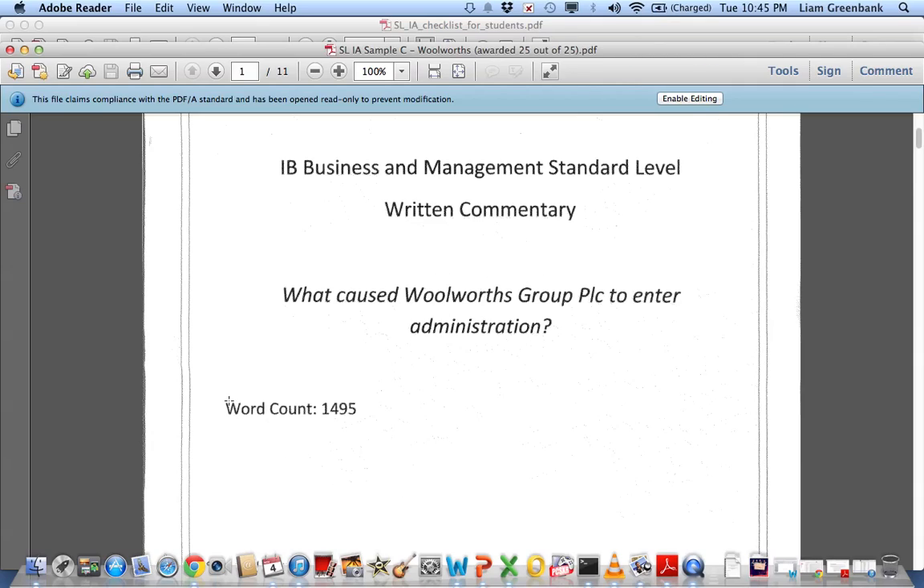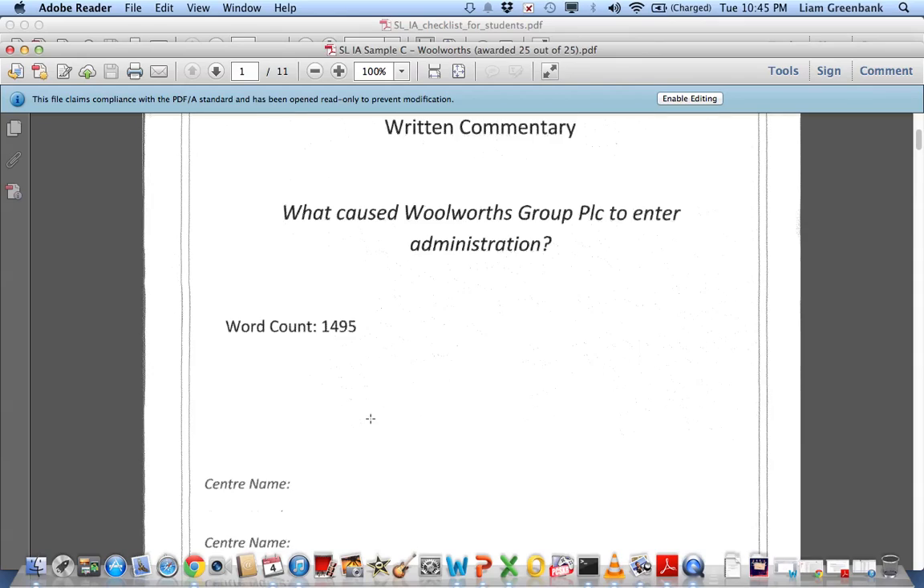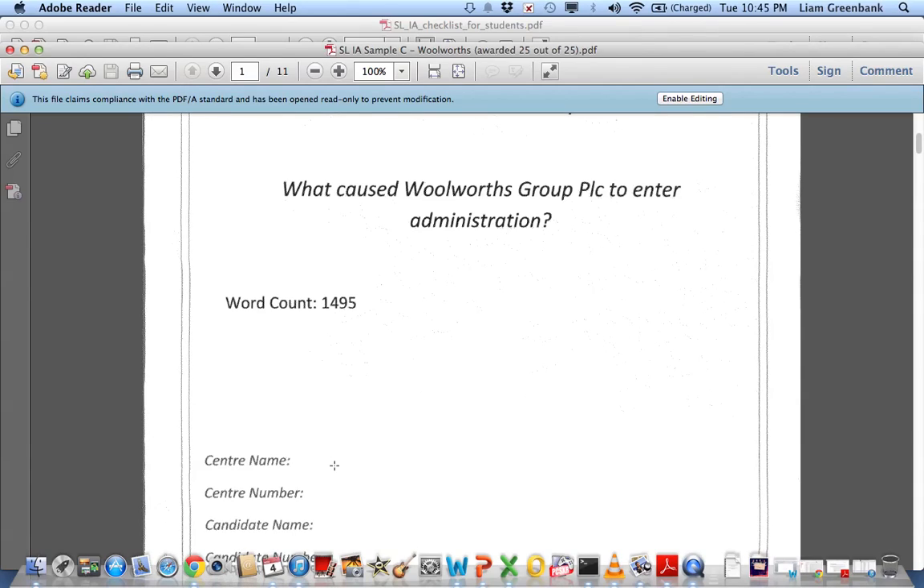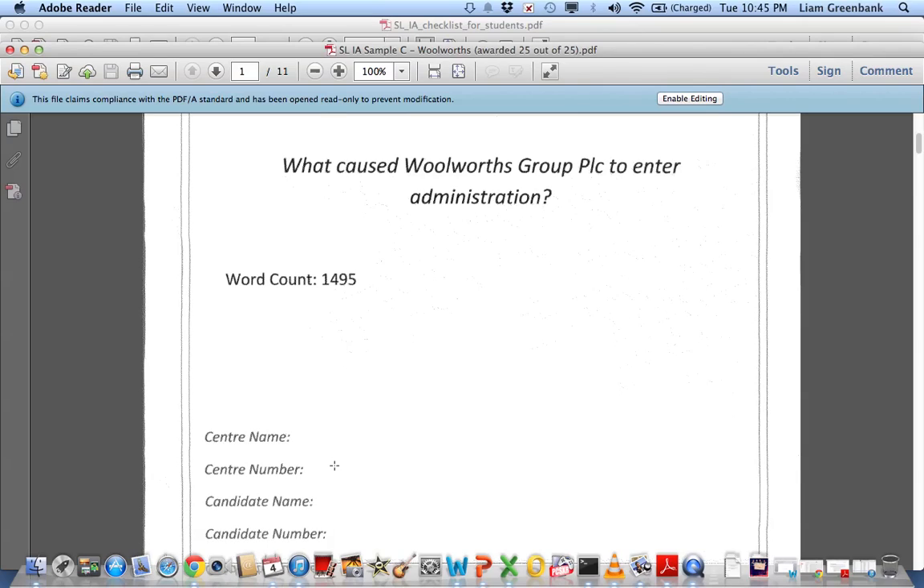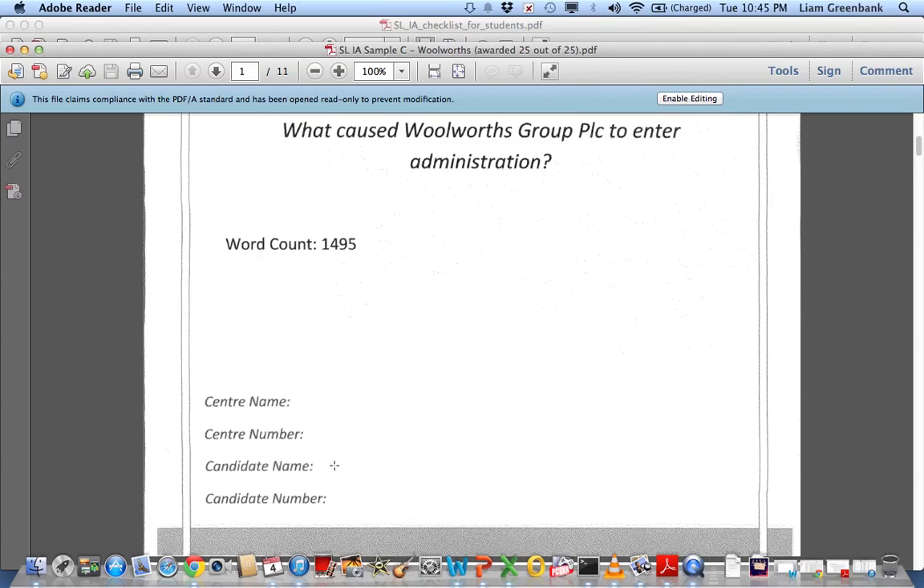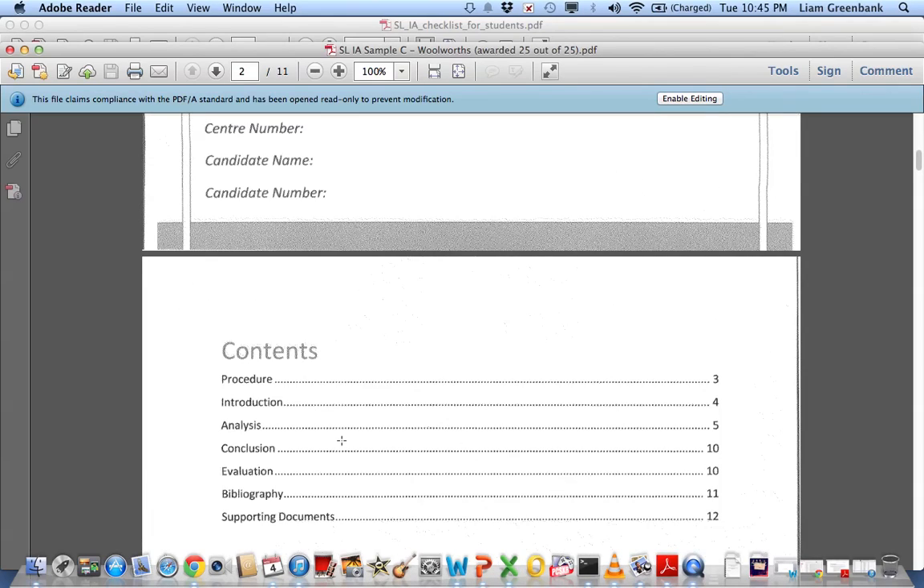So here we've got the word count. Remember, it's got to be below 1,500 words, so that's perfect. So this is the front page. Then you put obviously the centre name, DAA, the centre number, your candidate name and number, and then we get into the table of contents. So make sure you've got a table of contents.